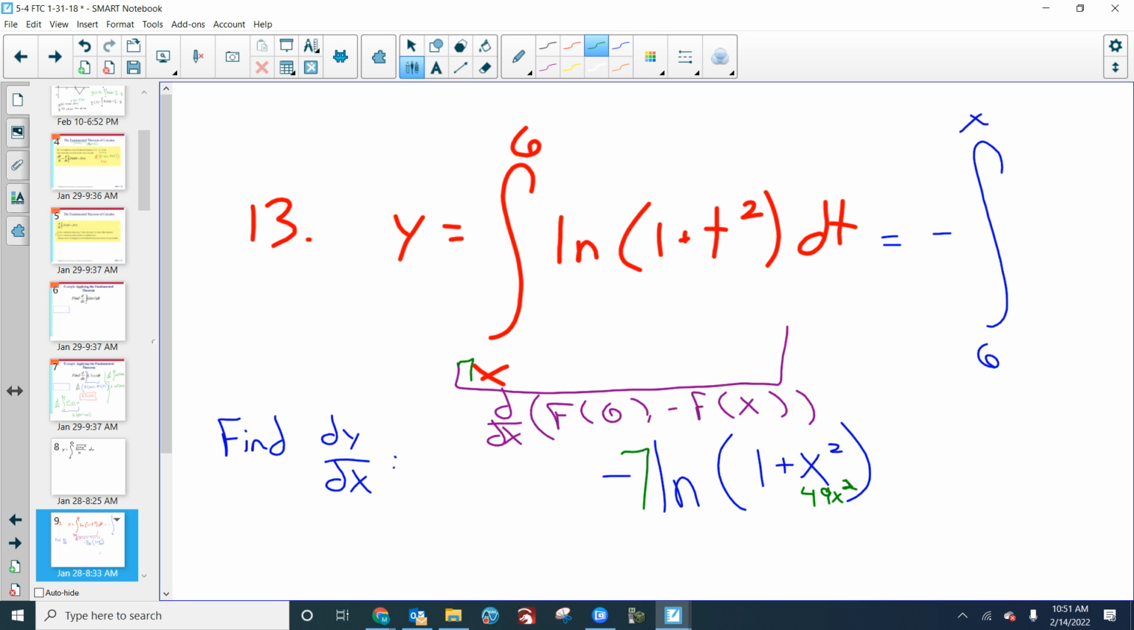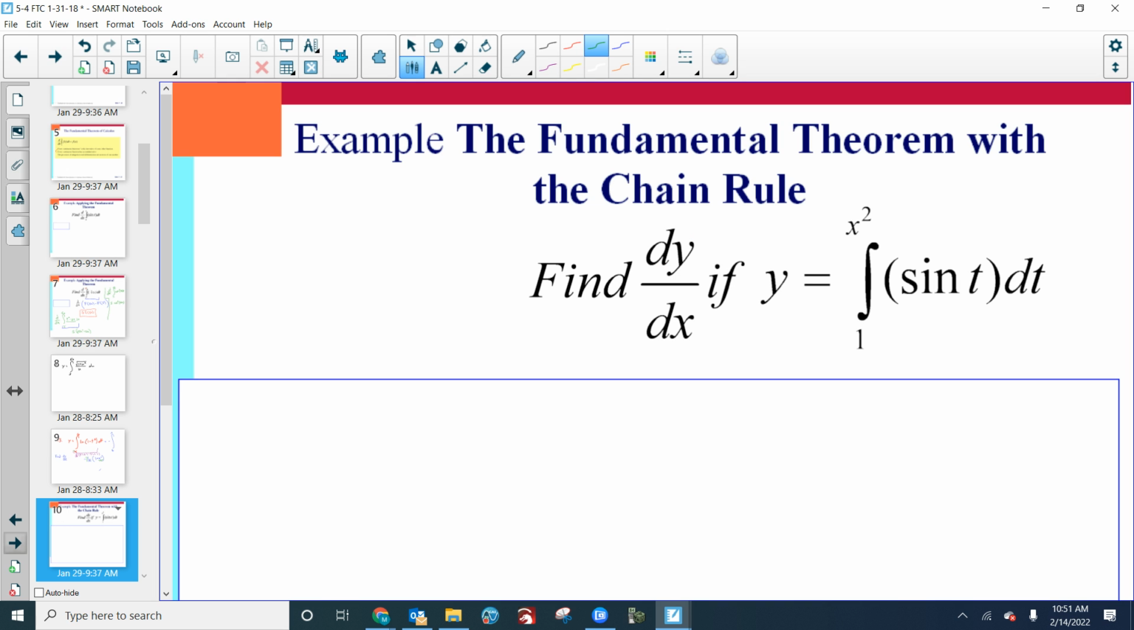You guys agree? We take 7x, we'd square it, 49x squared. Very good. Now, what happens if we have an x squared up there? You notice they told us y. Y is the area function. Y equals the integral. Instead of a of x or b of x or c of x or whatever, it's called y. But we're taking the derivative of that function.